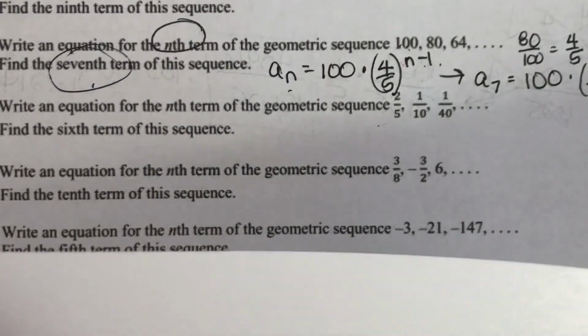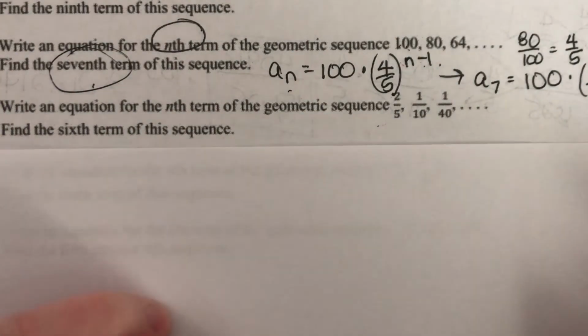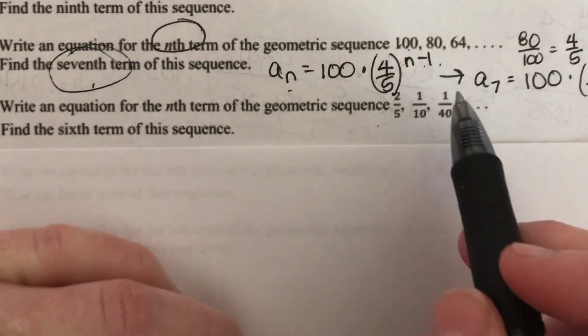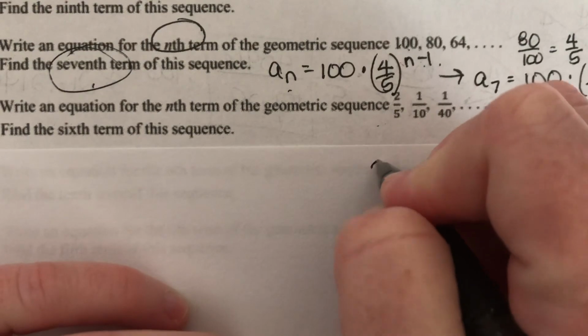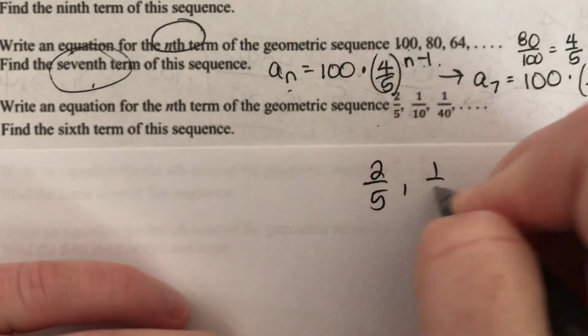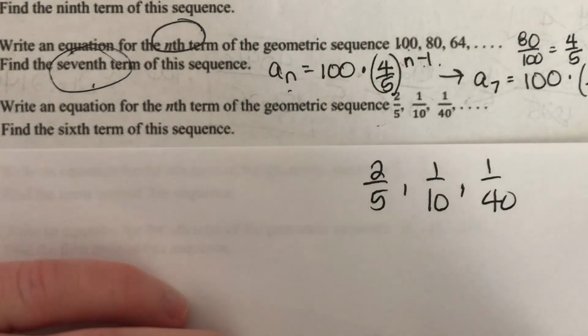Okay, so for the one right below it here, number 6, I am going to cover this up. It's the last one I'm doing, so I want to give myself room. I'm looking at this sequence of fractions right here. So we've got 2/5, 1/10, 1/40. These are our 3 numbers. So first thing I want to do is find the common ratio.